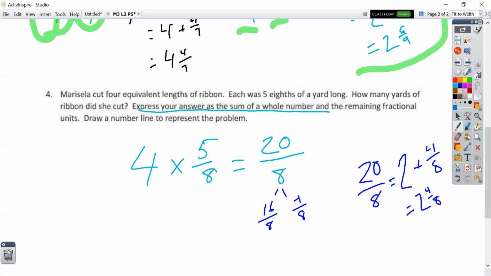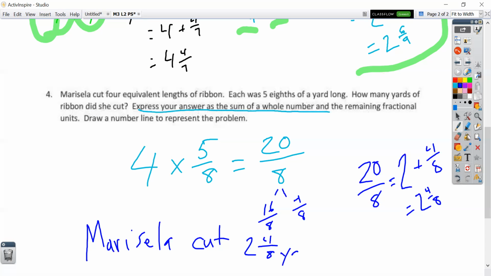So we know that that's the answer now. So let's quickly write a statement. Maricela cut, or how many yards of ribbon did she cut? Maricela cut 2 and 4/8 yards of ribbon. Now, the one thing that they asked for us that I haven't done yet was to draw the number line, draw a number line to represent the problem.